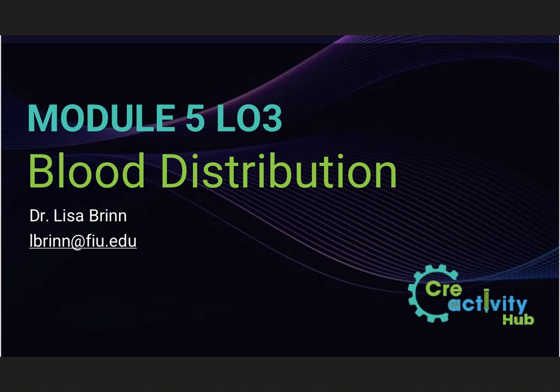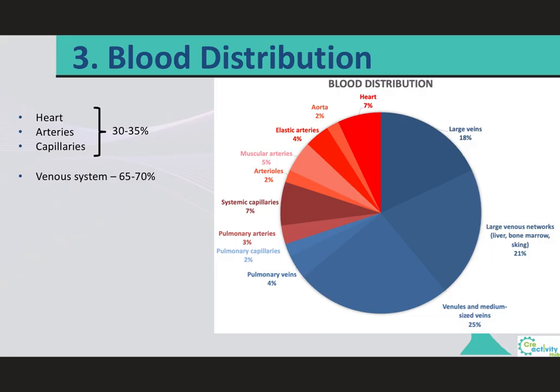Hi everyone, as we cover learning outcome number 3 of module 5, we're going to be talking about the blood distribution within the entire body. As we can see from this graph, the total blood volume is going to be unevenly distributed among the arteries, the veins, and the capillaries.